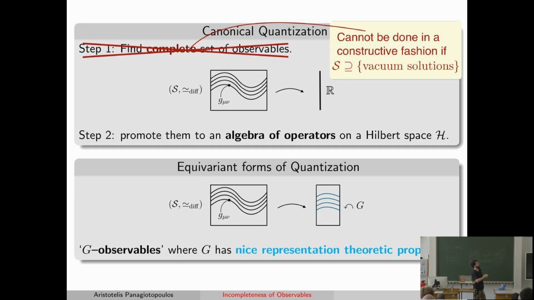An algebra of operators lives in a Hilbert space, the same way that the metric lives on a manifold, and the manifold has the ambient symmetries of diffeomorphism. The Hilbert space has its own symmetries, the unitary group. So maybe what you want to experiment with is what I would call equivariant forms of quantization, where you want to map metrics into various other gauges which have nice representation theoretic properties. Right? So maybe something like that.